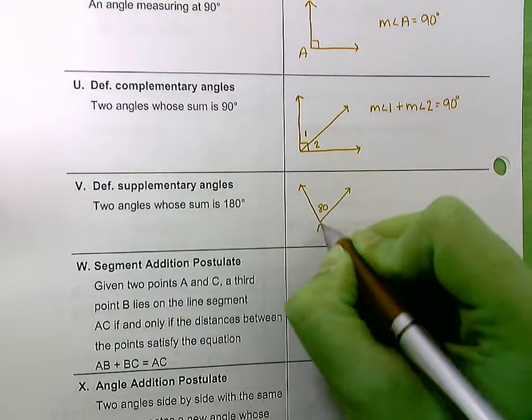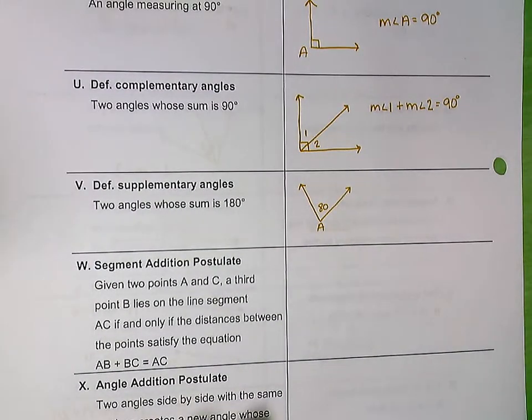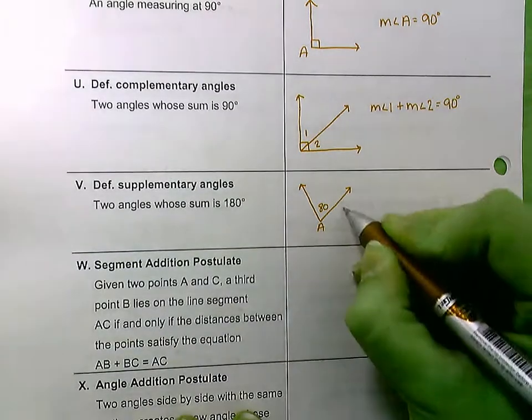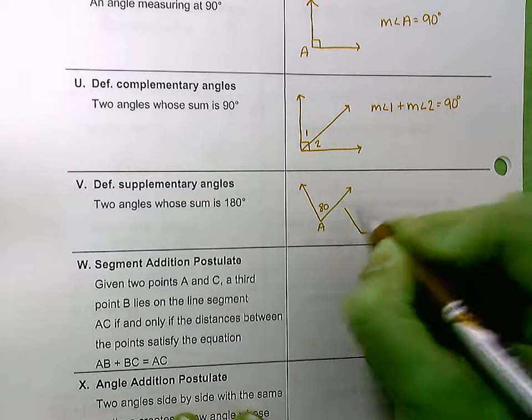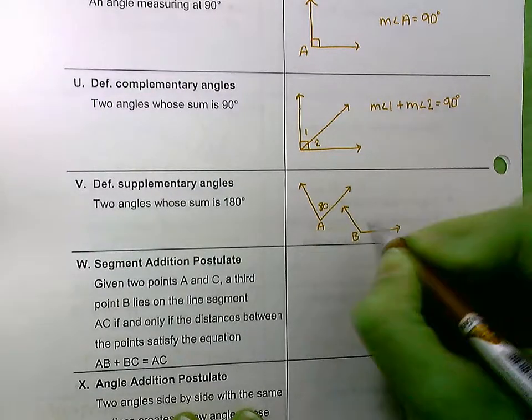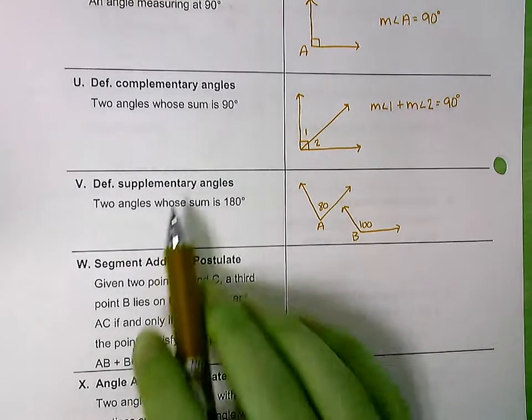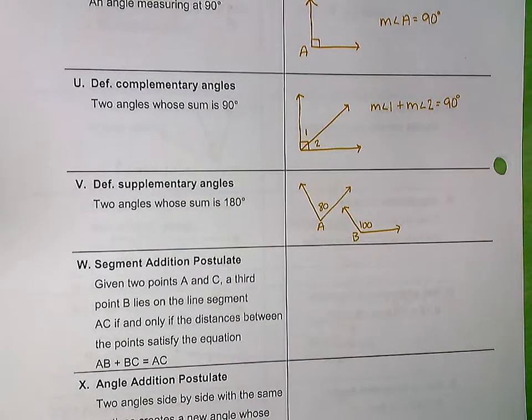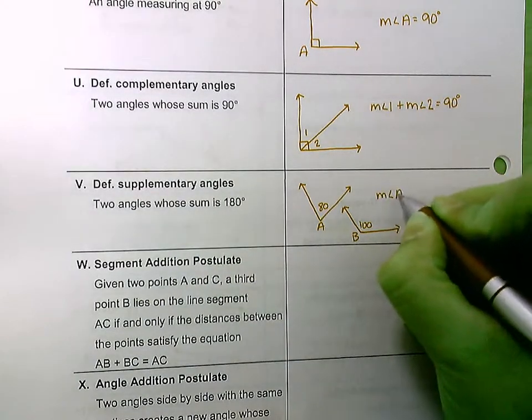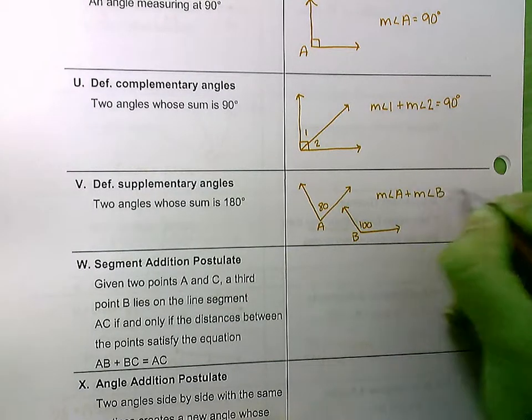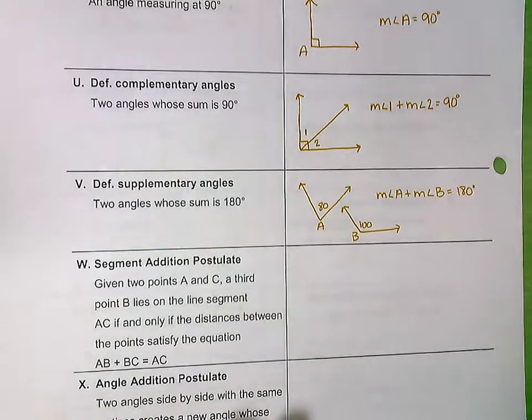So if I have angle A is 80 degrees, and I have angle B, and I know angle B was 100, if I add those two together, that would be 180, meaning those two angles are supplementary. So I could say that's the definition of supplementary angles. If I add angle A plus angle B, I'll get 180 degrees. Any two angles that add to 180 use the definition of supplementary angles.